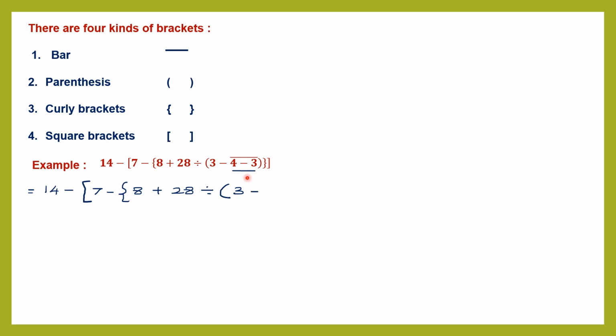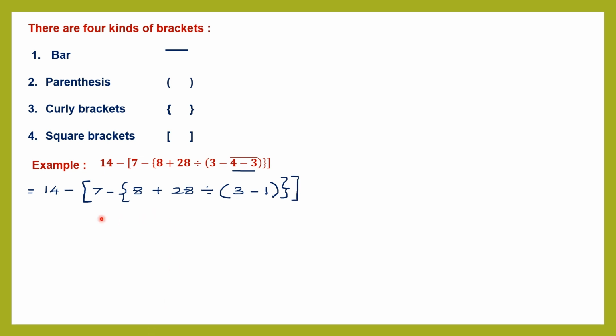minus 3. How much is 4 minus 3? 4 minus 3 is 1. So that means we have removed our bar bracket. So the bar bracket has been removed. We have only the answer here, 1. Now we close all the other brackets. Close the parenthesis, close the curly bracket, and close the square bracket.